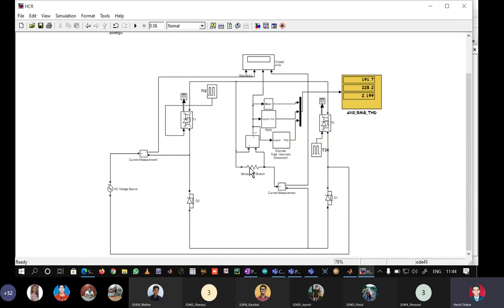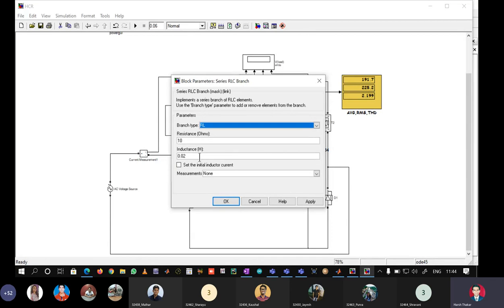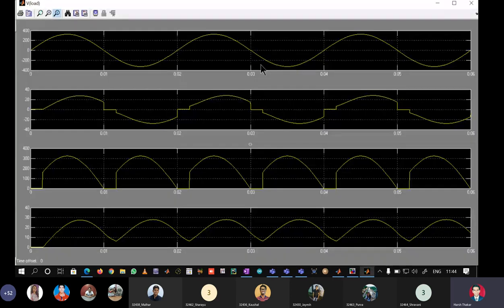Okay, so I will double click this branch and I will say branch type is RL, and I will add some inductance here. I have added the inductance of 0.02 Henry or 20 millihenry, and the resistance continues to be 10 ohms. Okay, so inductance is 20 millihenry now, and I will say apply and okay, save and run. Now see what is happening here. Again, we are seeing here, students, that there is no change in the nature of load voltage because of the addition of an inductance on the load side.